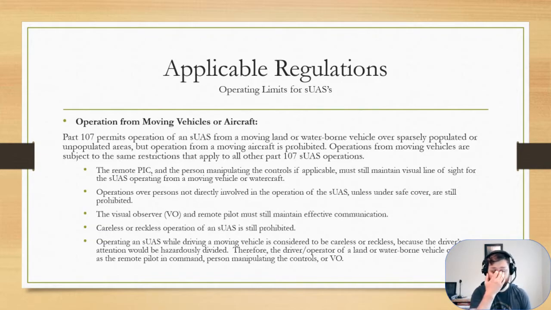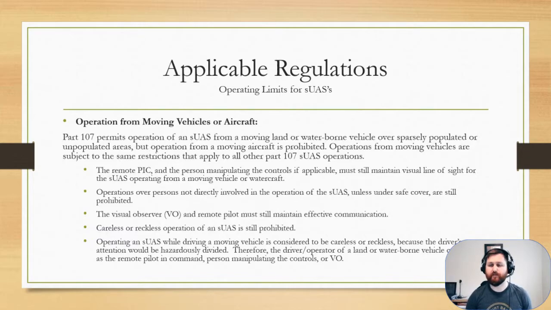So, trying to fly it too close to, say, a car or boat that you're riding in, or trying to fly low and buzz over it, that's considered reckless. So operating an sUAS while driving a moving vehicle is considered to be careless or reckless. Obviously, if you're the one driving the boat or the car, you can't also fly the drone or sUAS.